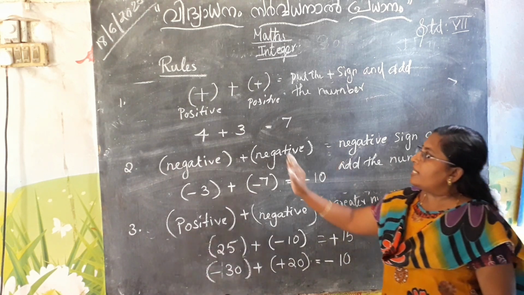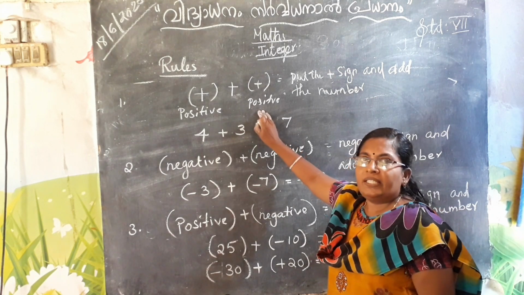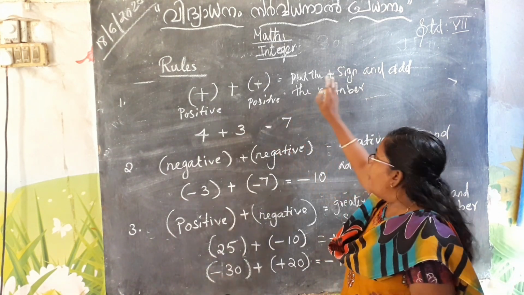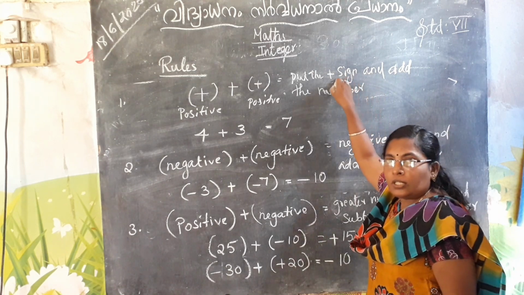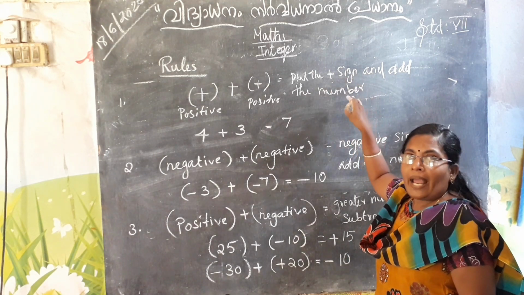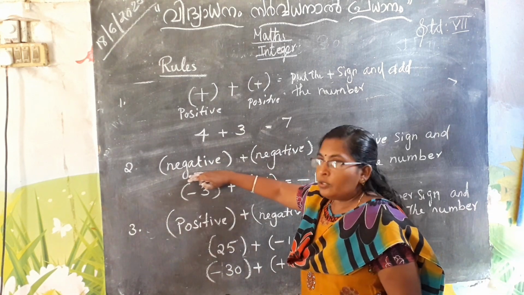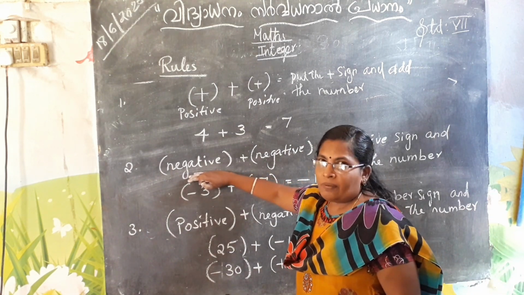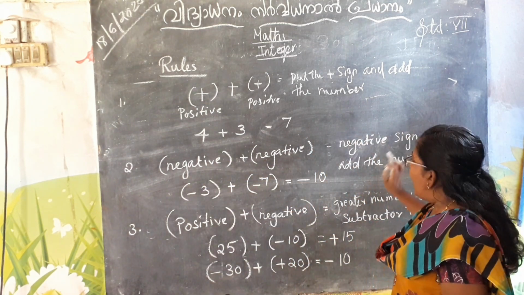Understand? Once again we can see, when we add two positive integers, we will get a positive integer. That is, write the positive sign and add the numbers. When we add two negative integers, we will write the negative sign and add the numbers.